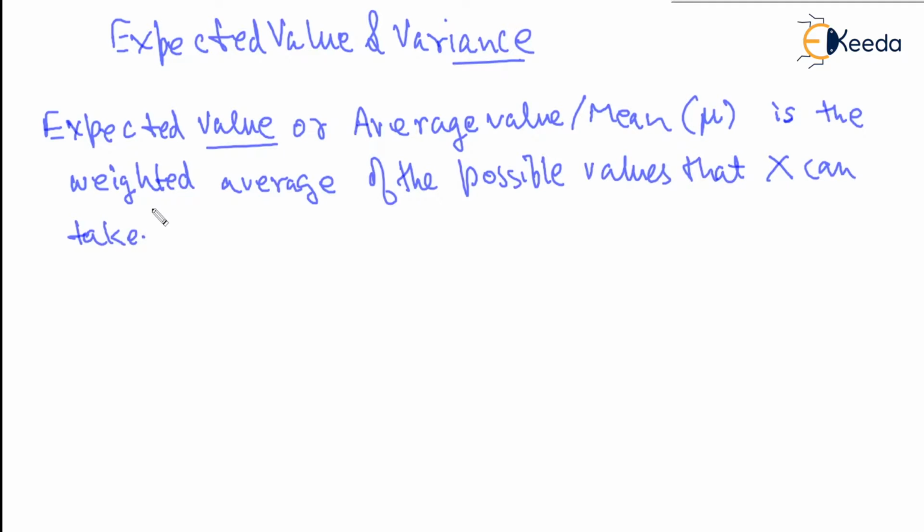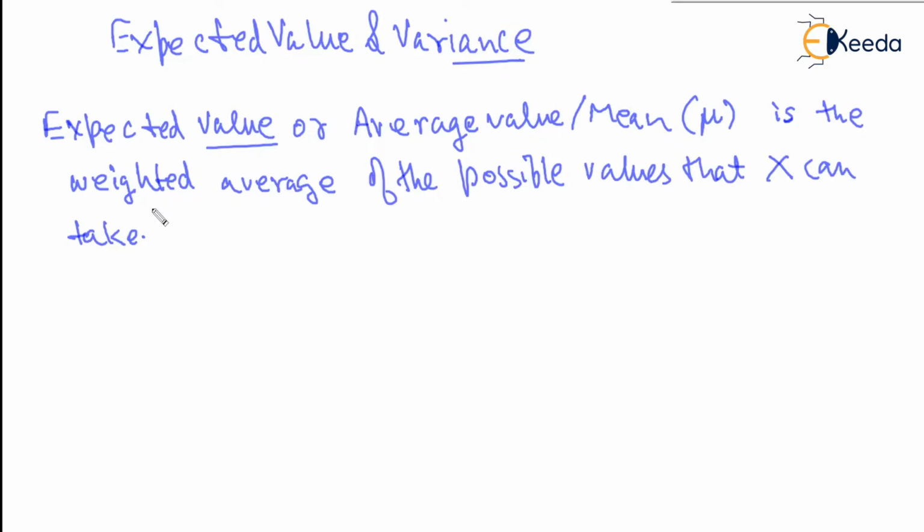So if we have 5 different values that x can take, it's not like we can add all the values and divide it by 5. It is only possible when they all have the same equal probability, 1 by 5. If they have different probabilities, p of x1, p of x2, p of x3 like that, then we'll have to multiply the values with their probabilities and then sum them up.